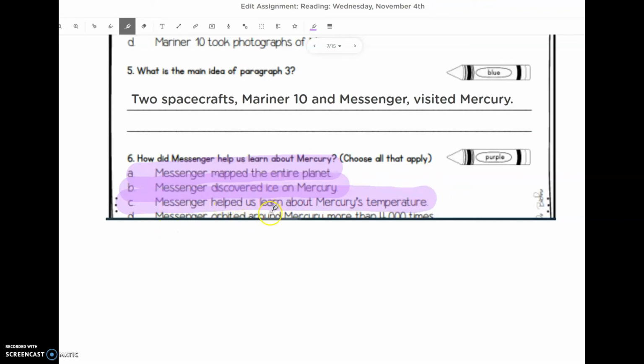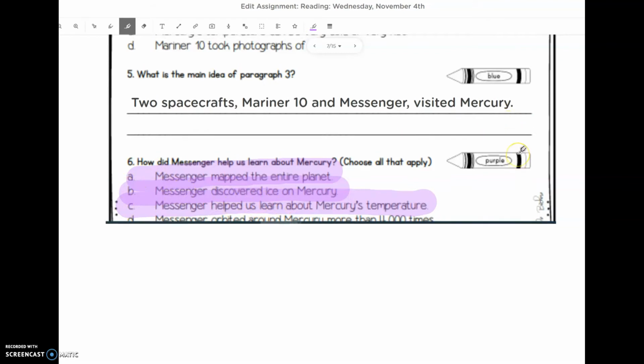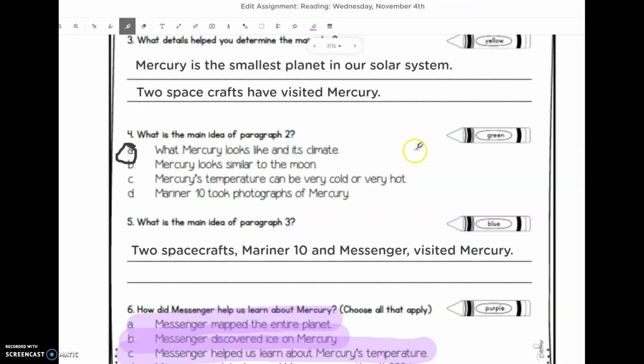And Messenger orbited around Mercury more than 4,000 times. Now that doesn't help us learn about Mercury. It just tells us what Messenger did. So our 3 answers are A, B, and C. Once you are finished filling out your page, you are finished with this section of our reading skill.